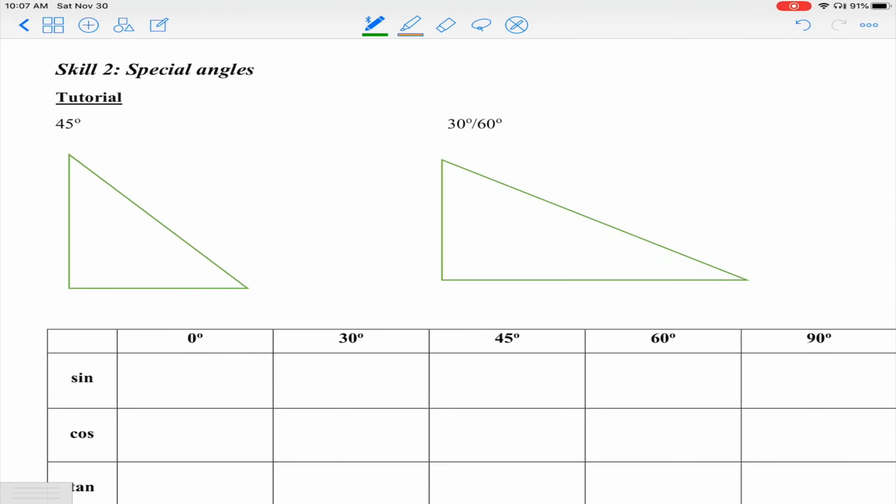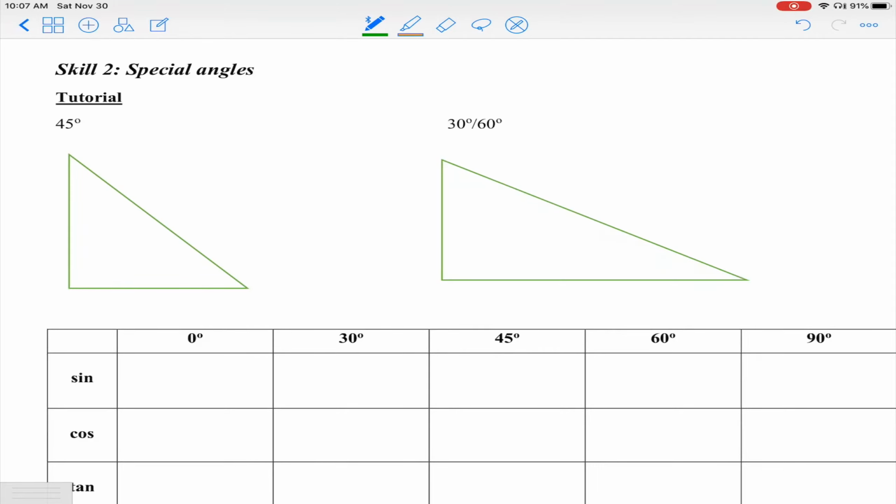Skill 2 is special triangles. Now this is something that requires some memorization, but I will tell you the easy way you can use to memorize it. There are two ways of doing this. One is using the actual triangle, the other is using the chart. So let's take a look at it.